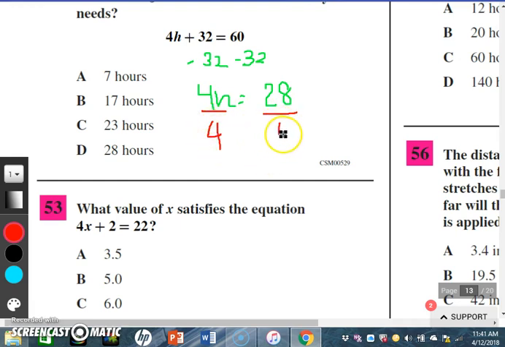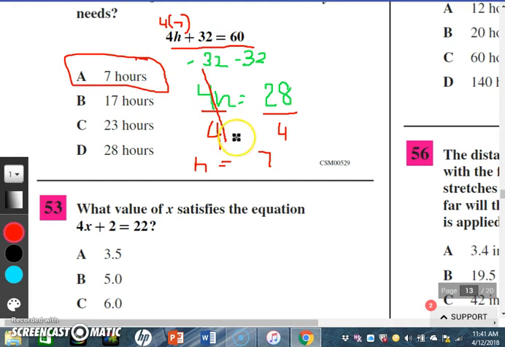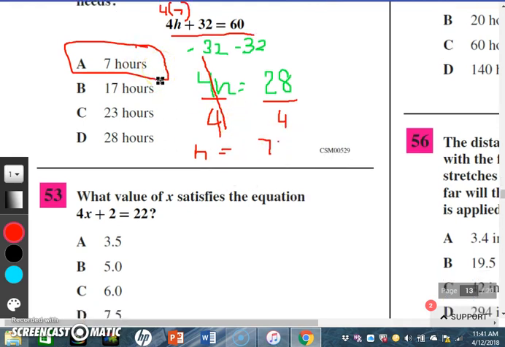Go. So as you can see, 4 over 4 is 1, 1h is h, and 4 goes into 28 7 times. And so once again, if we plug this back in, 4 times 7 is 28, and 28 plus 32 is 60. So when you plug this value back into h, it will make this equation true. And as you can see, A is 7 hours. We received 7 before selecting the correct answer.